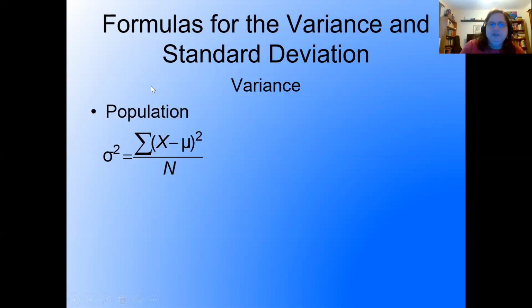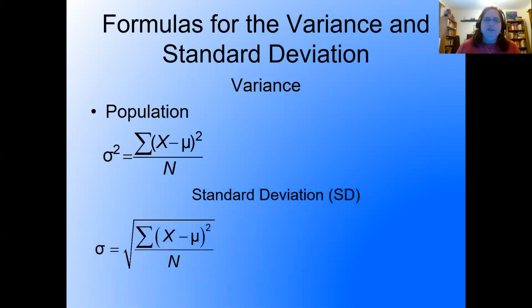So it's subtract, square, add, divide. So that's population variance. Next, let's talk about population standard deviation.